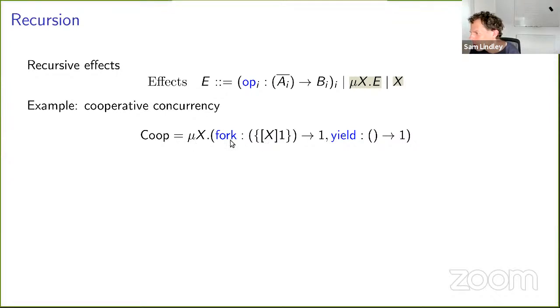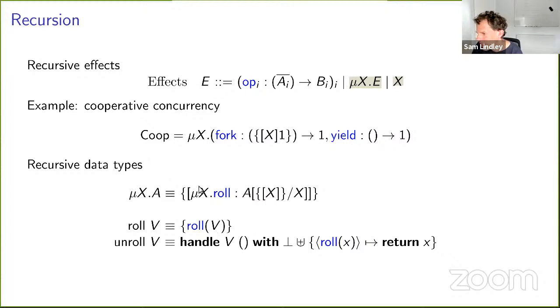So this example is like the yield one I had before, except we also have a fork construct that allows us to fork off new threads dynamically. But the point is that it needs to have this. You want to be able to fork and yield inside the thunk that you supply to fork as well. So it's useful to have recursive effects. But then we can encode general recursive data types by having roll as an operation, and then unroll just handles it.